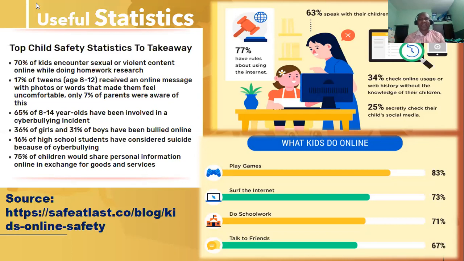Now, finally, what do kids do online? What do children do on the internet? Number one, they play games. It was discovered that 83% of kids that go to the internet go there to play games. If you give your kids your phone, the first thing they do is go to games and start playing. And 73% of them browse the internet. Then 71% do schoolwork. Then 67% talk to friends. They chat with friends on Facebook, Yahoo chat, WhatsApp, Twitter, Instagram, and all of that. So these are statistics that we can find on the internet.